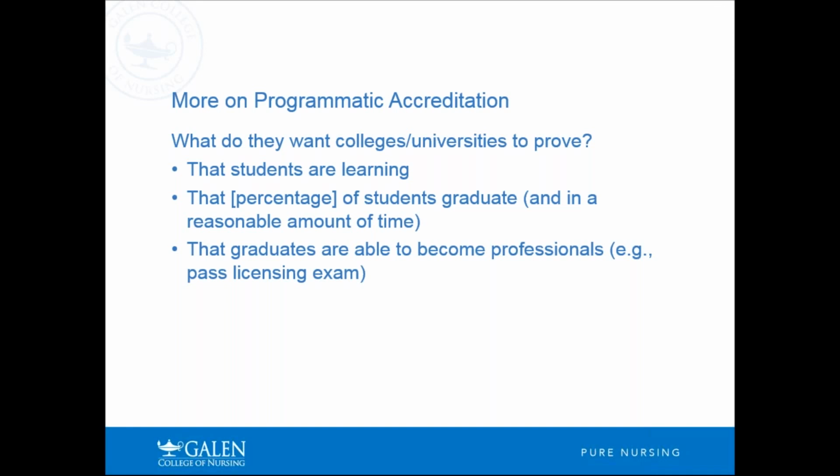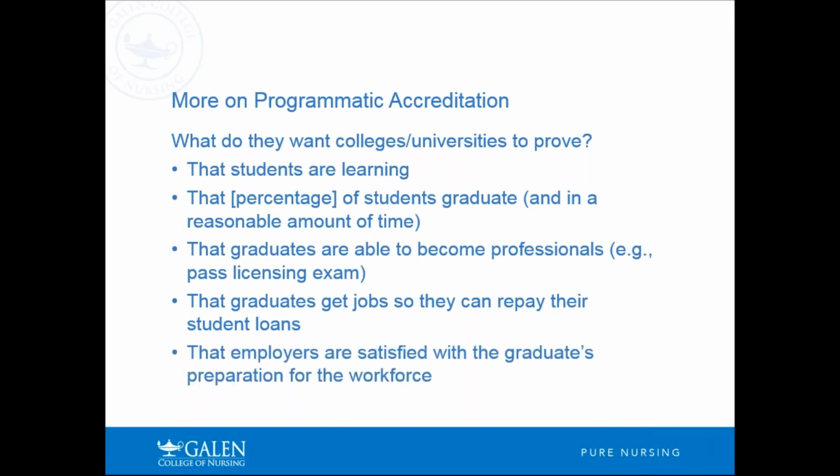They might have you show that a specific percentage of students graduate in a specific time frame, and they might define how you calculate that. They also want to know that your graduates can become professionals. Most programmatic accreditors are discipline specific, in disciplines where you have to take some sort of exam to become a member of that profession. In our case, it's becoming a licensed nurse. You have to pass the NCLEX, but to become a lawyer, you have to pass the bar. There's some sort of exam you have to pass to enter that field.